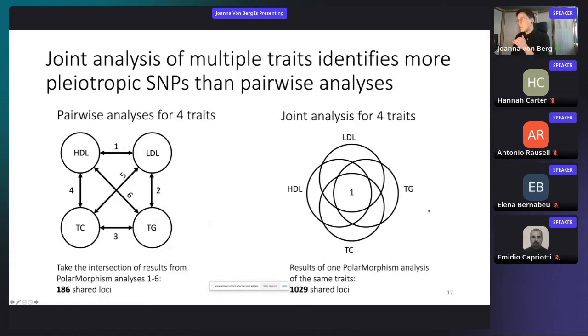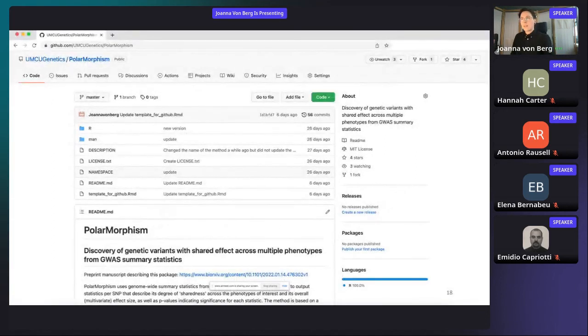And we also did a pathway analysis based on results from both these analyses. And this can be found in the preprint again. But just to make sure that we don't only find more loci, which is nice, but it's also more biologically relevant. Oh yeah, I already mentioned the preprint. We also published an R package, so you can apply our method yourself. And the details for the R package can be found in our preprint.